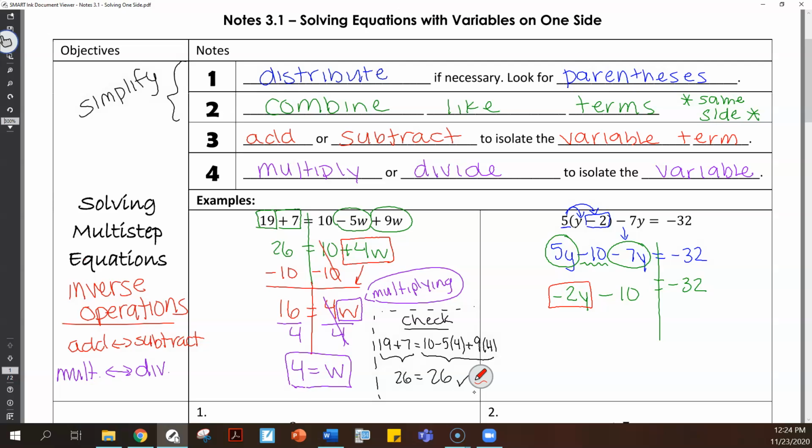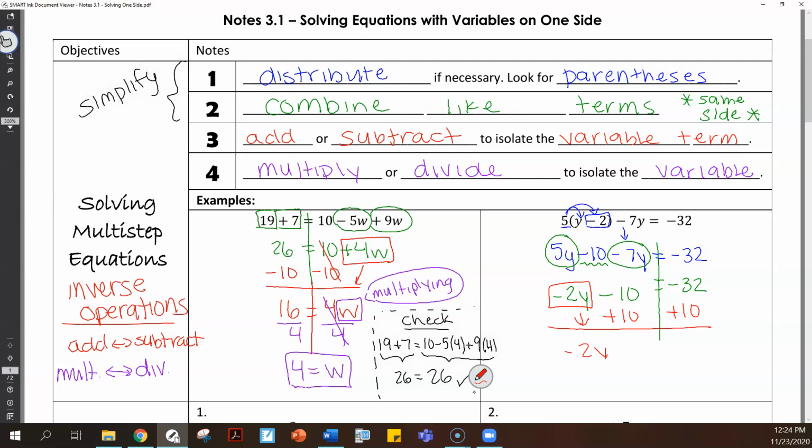-2y is not by itself right now because I've got that -10. Well, I need to get rid of that -10, and I'm going to undo that subtraction by adding. So I'm going to add 10 on this side. Remember that if I do something to one side, I have to do it to the other side, so I'm going to add 10 over here as well.